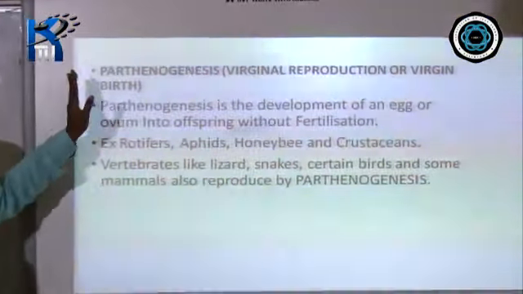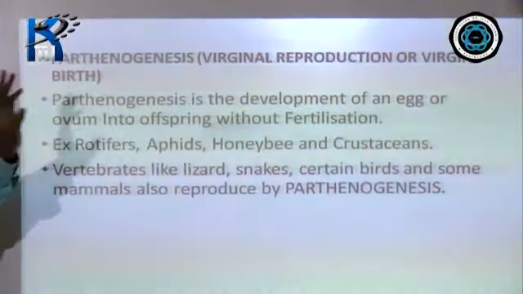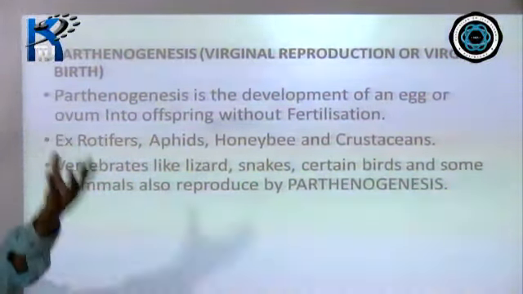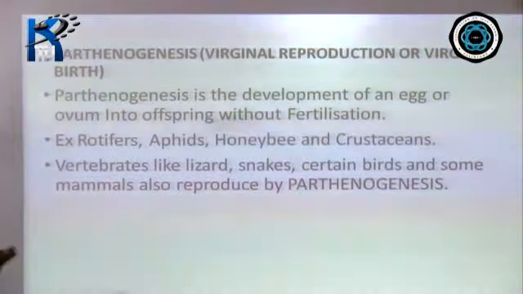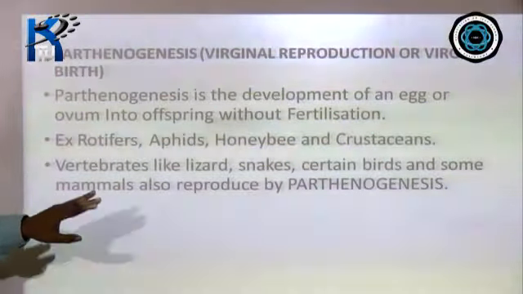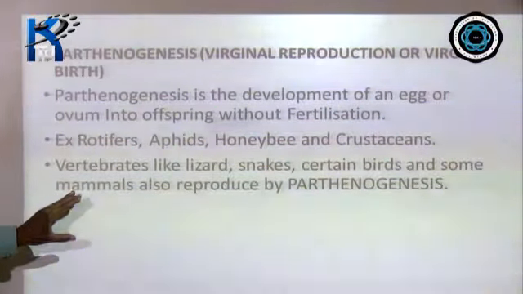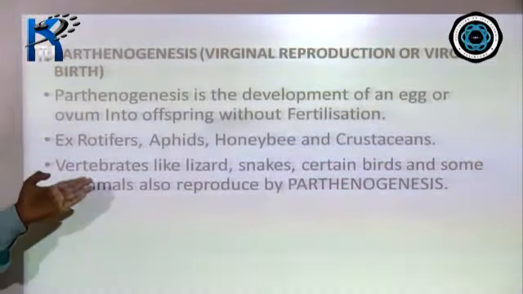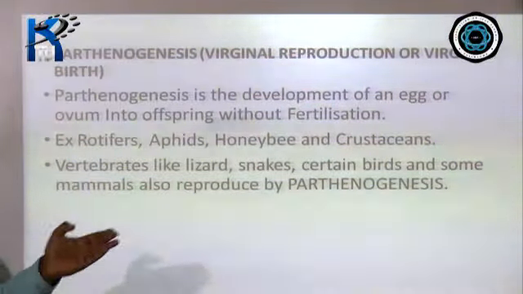It takes place by parthenogenesis. That means without fertilization it leads into a new organism. And some of the vertebrates, like lizard, snake, certain birds, and even some mammals, through artificial parthenogenesis, also reproduce by parthenogenesis.